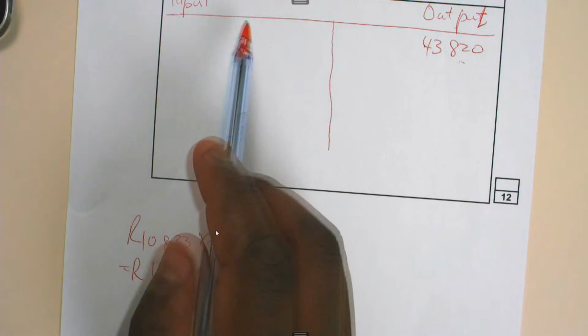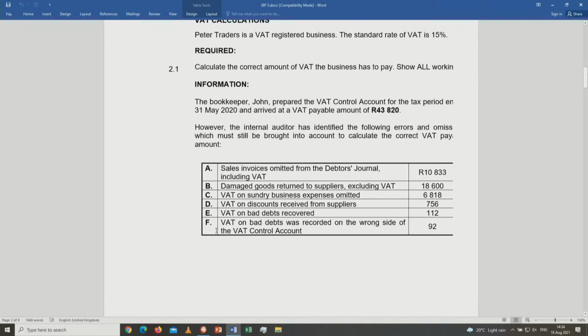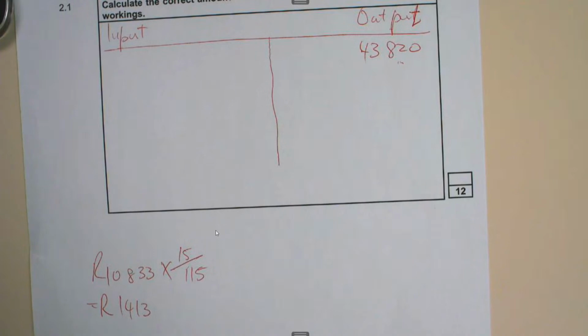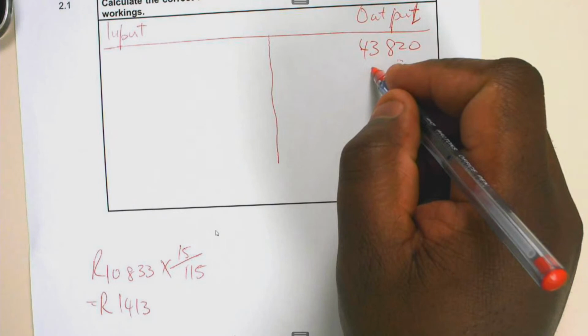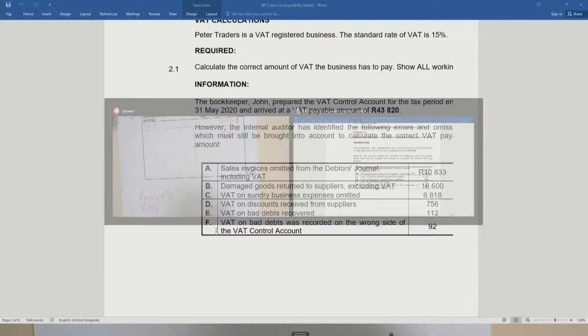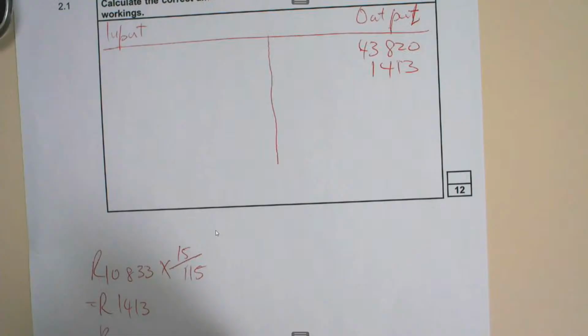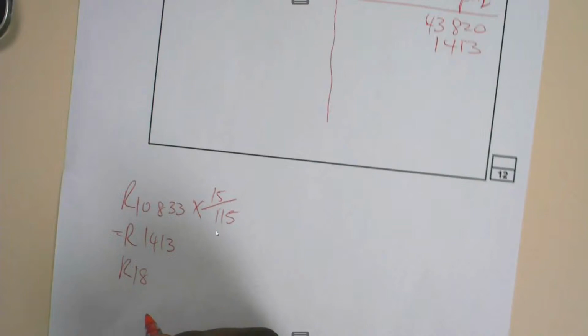But if SARS was owing the business, we would have debited that amount. Now here, the 1,413 comes from the sales invoices from transaction A. Remember, I said to you, whenever the money is received, the VAT that will be charged there is output. So here on the output, we'll write 1,413. Right, and then you go to B. Your B says damaged goods returned to suppliers. And this amount is exclusive of VAT. It is 18,600.